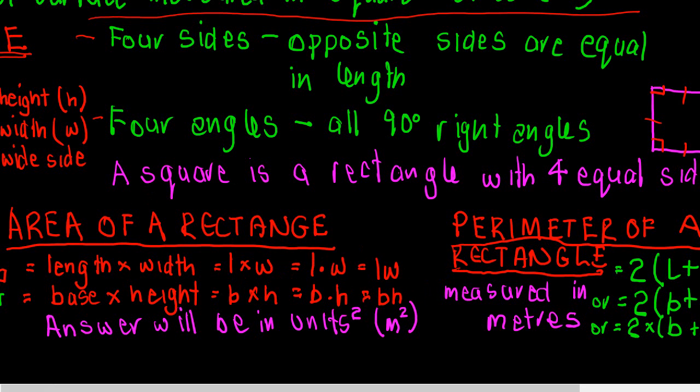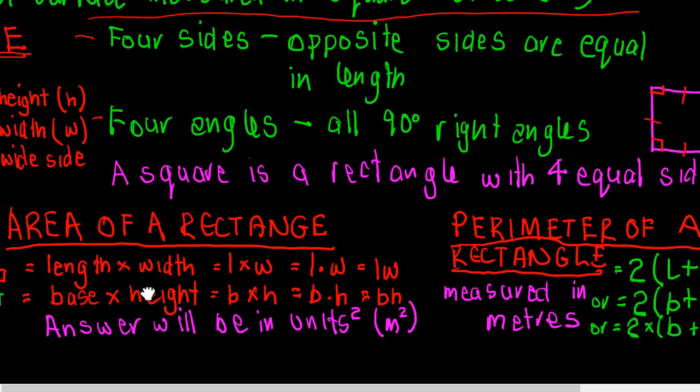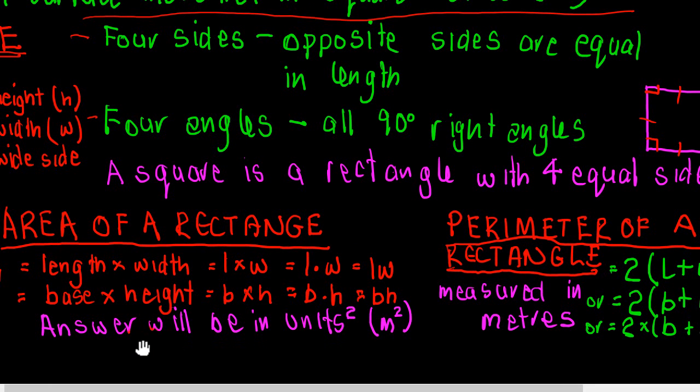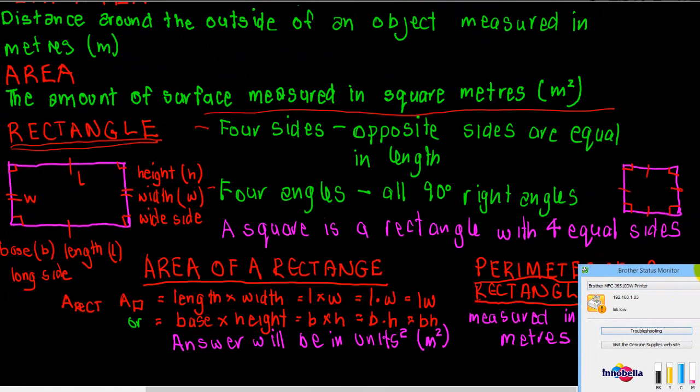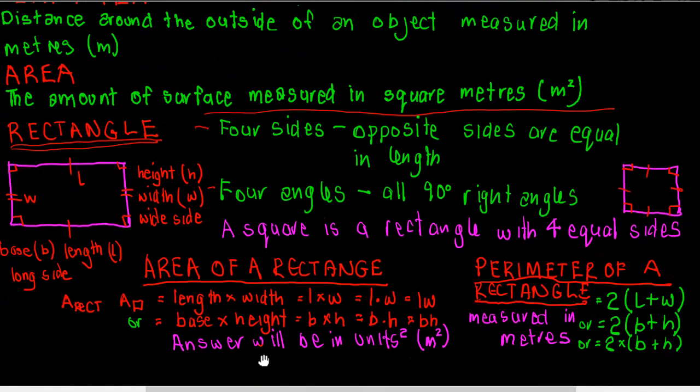But again, my personal favourite, because it flows through in a theme-like manner with the rest of the mathematics, is base times height. So that can be written B times H, B dot H, or BH. Now your answer will be in whatever units you're using squared. So make sure that you're using the same units for both components, the length and the width, or the base and the height. Typically we use meters, so we end up with meters squared.